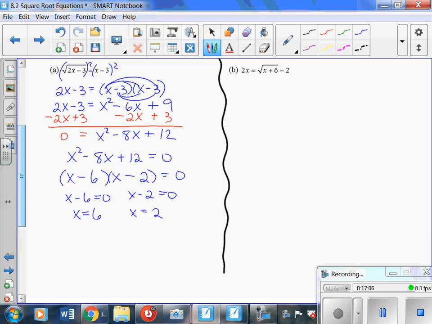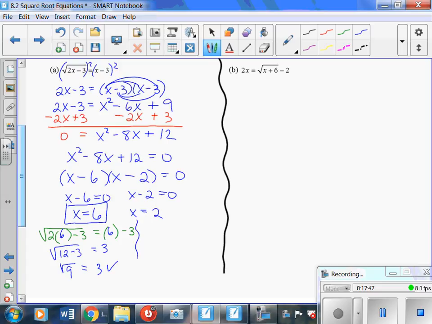Right? So now to give it a quick check, we're going to check each one. When we check it, we're going to go back to our original, and our original says the square root of 2x minus 3 equals x minus 3. So we're going to put in our 6 here and our 6 here. And here we get the square root of 12 minus 3 is equal to 6 minus 3, which is 3. And the square root of 9 is equal to 3. So this one checks. I'm good here.